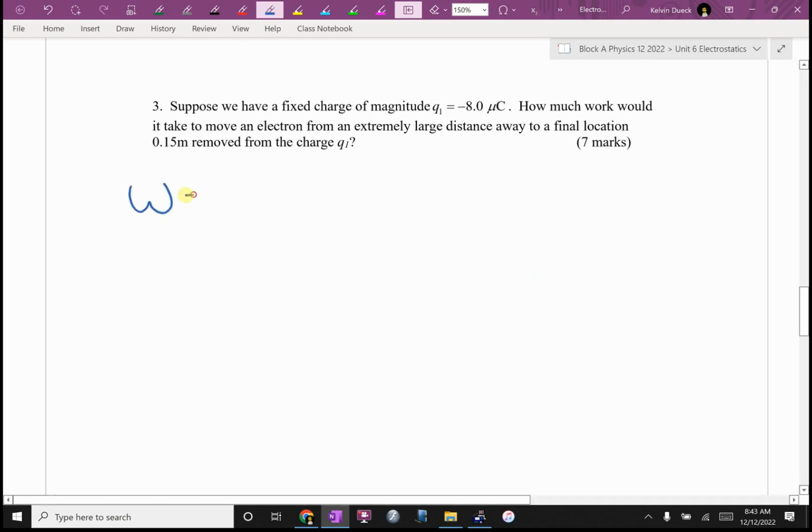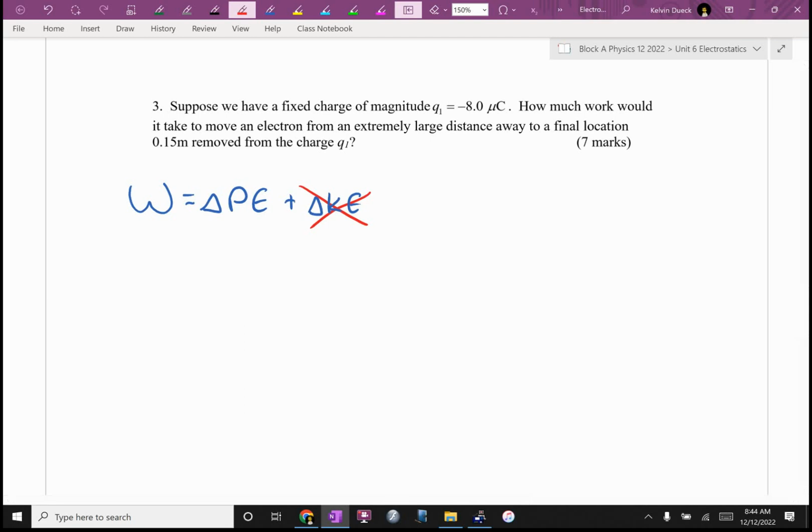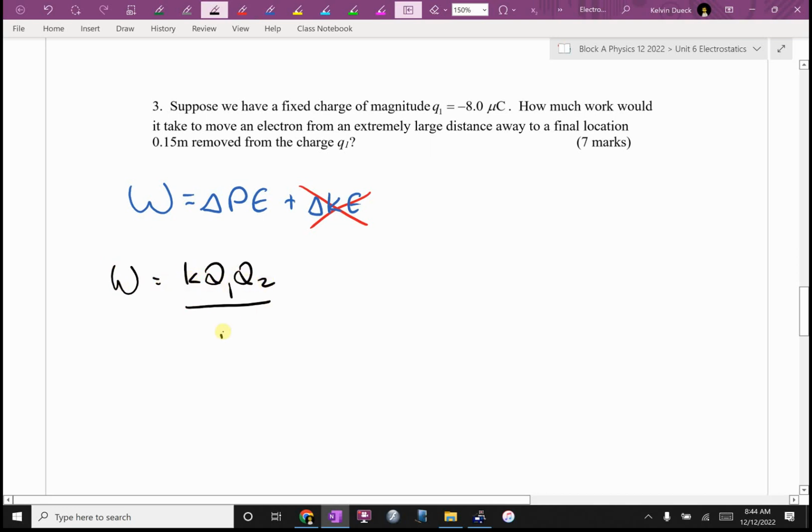So I'm going to go straight to work equals the change in potential plus the change in kinetic. I think I told you we can assume that I don't see a speed mentioned anywhere here. Okay? So it's just going to be the change in potential. So the work is going to be K Q1 Q2 over R final, not R squared, R squared is force, minus K Q1 Q2 over R initial.